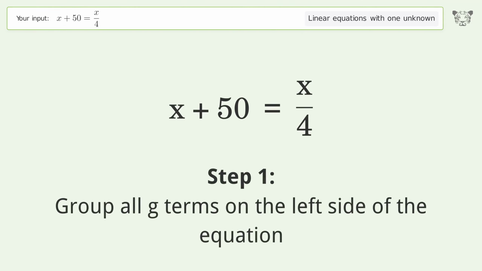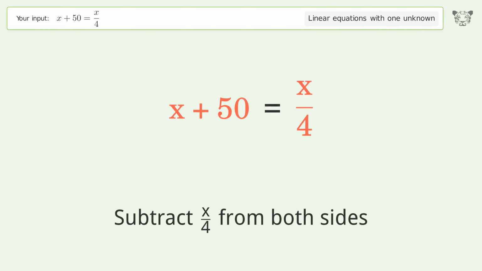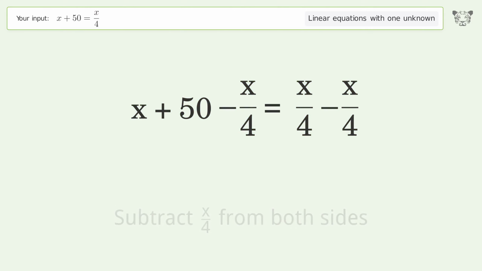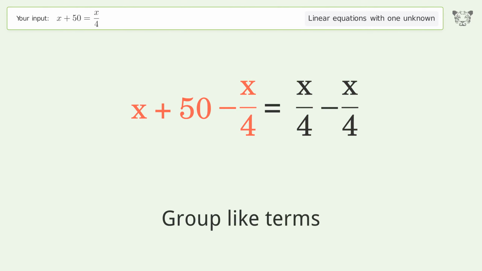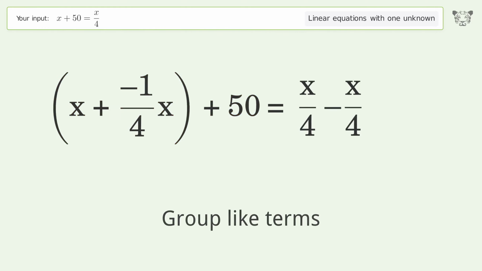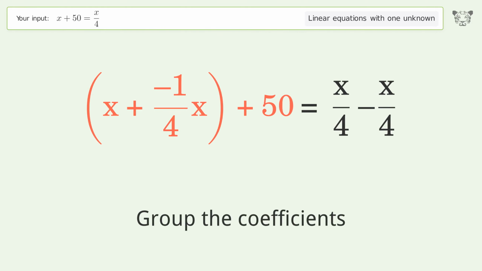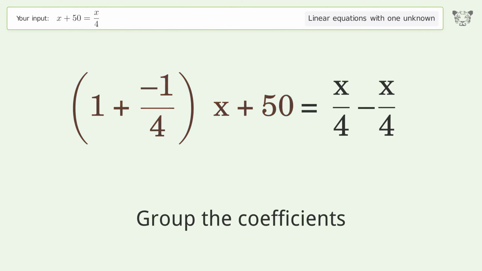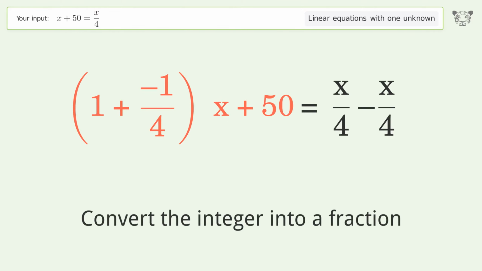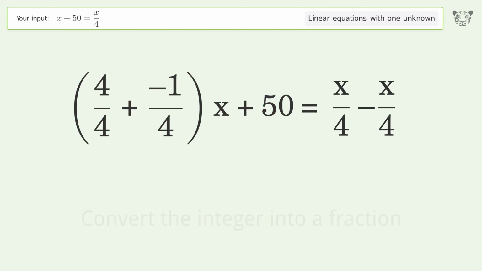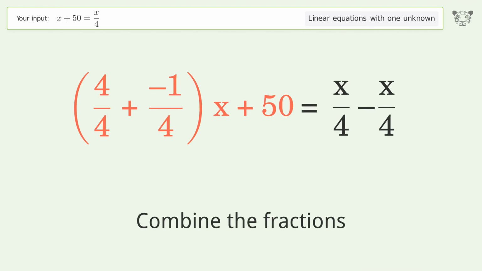Group all g terms on the left side of the equation. Subtract 10/4 from both sides. Group like terms. Group the coefficients. Convert the integer into a fraction. Combine the fractions.